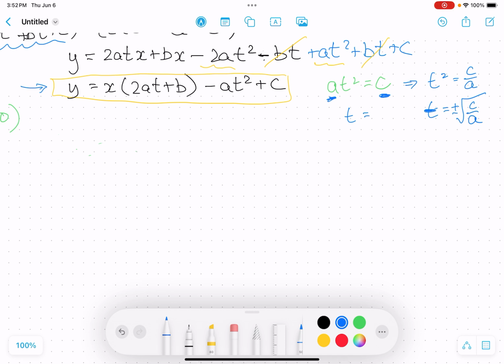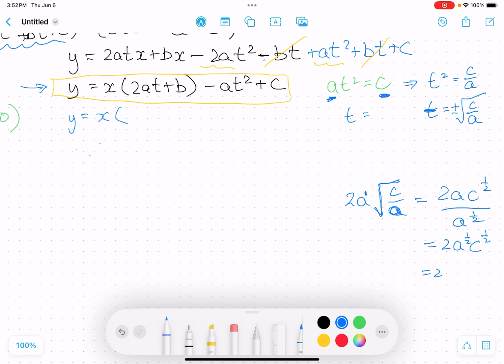Okay, so let's have a look. We're going to have y equals x times 2at. Now t, let's do the positives first, would be that, wouldn't it? If you think about it, that's a to the power of 1, whereas this a here is under a square root, so it's a to the power of a half at the bottom. So another way of saying that is 2a, c to the power of a half, and a to the power of a half at the bottom. We can cancel a half and get a half at the top for a. So hopefully you can understand that that simplifies to 2 square root ac.